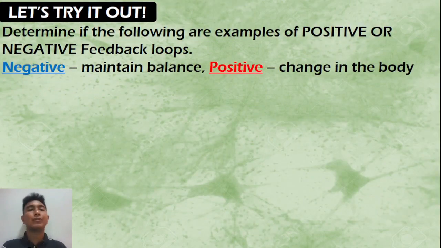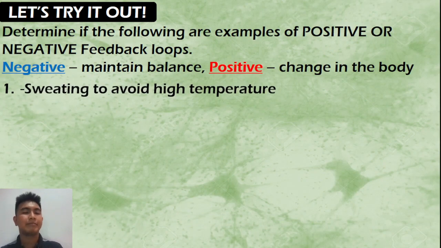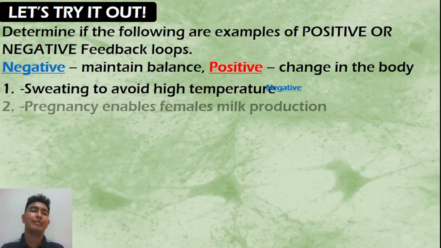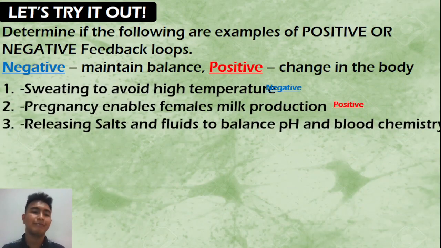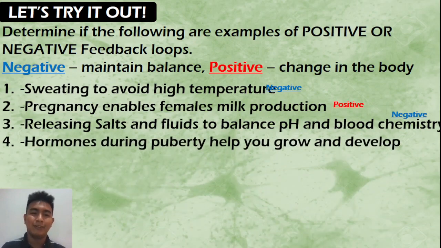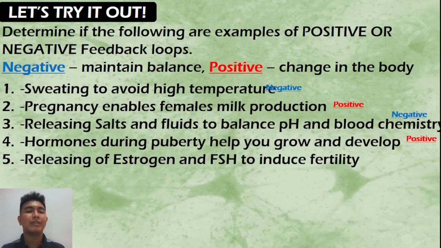Let's try it out. Determine if the following are examples of positive or negative feedback loops. 1. Sweating. That one's negative. Pregnancy enables milk production. Positive. Releasing salts and fluids to balance pH and blood chemistry. Negative. There's the word there, balance. Hormones during puberty help you grow and develop. Positive. Releasing estrogen to induce fertility. It's positive. Induce is the word there, to make you fertile, to change you.